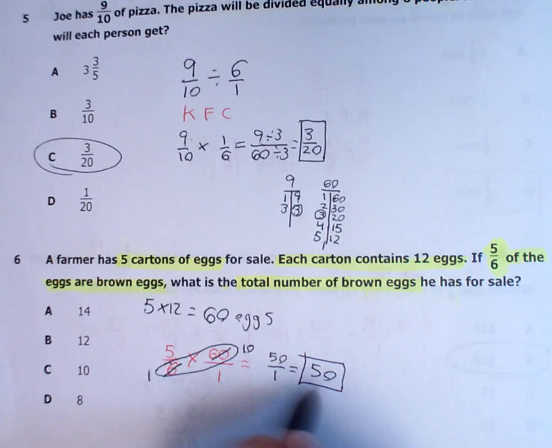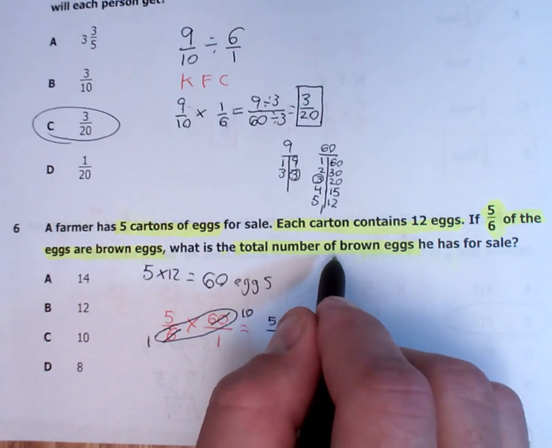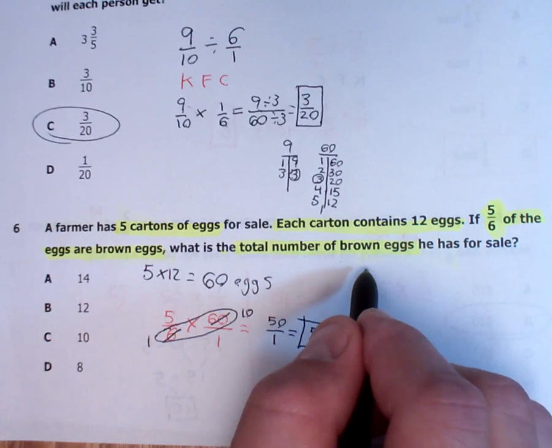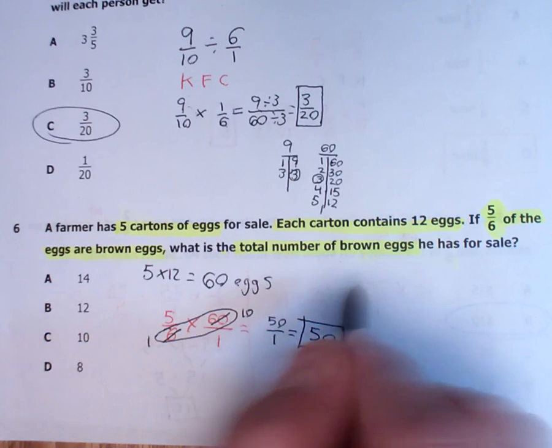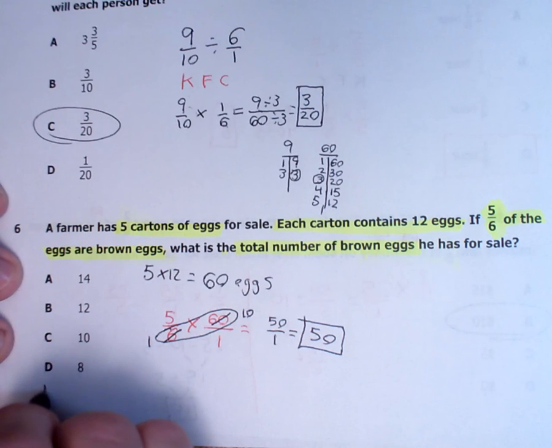So 50 eggs, and that's not listed on here. If they would have asked how many are not brown, then it would have been 10, and there would have been a choice for it. But how they asked this question, 50 is the correct answer. They do not have it listed. So I'll be a little cute, and I'll put a little E down here. 50. There we go. I just made up an answer. I like that.